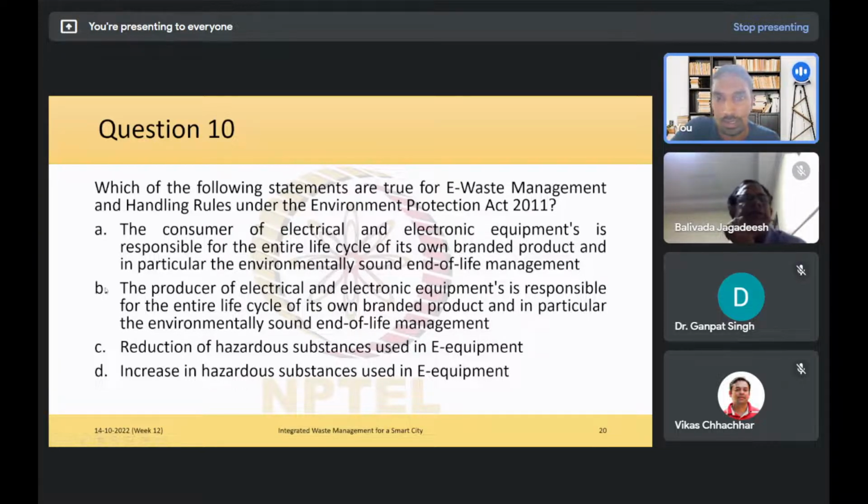Option B is the same, but it is for the producer. Option C is reduction of hazardous substances used in e-equipment. Option D is increase in hazardous substances used in e-equipment. So from now on, we'll be looking at multiple select questions, so more than one of these options could be correct.